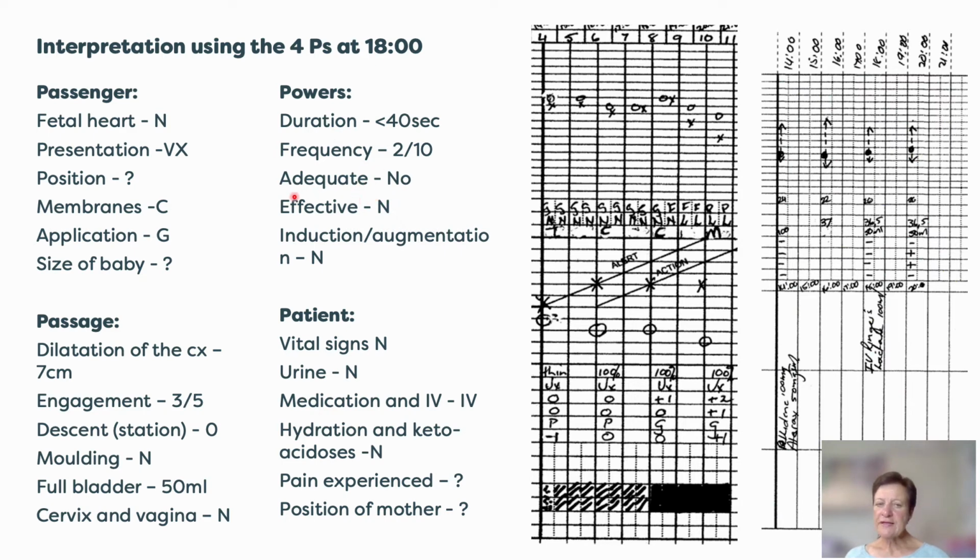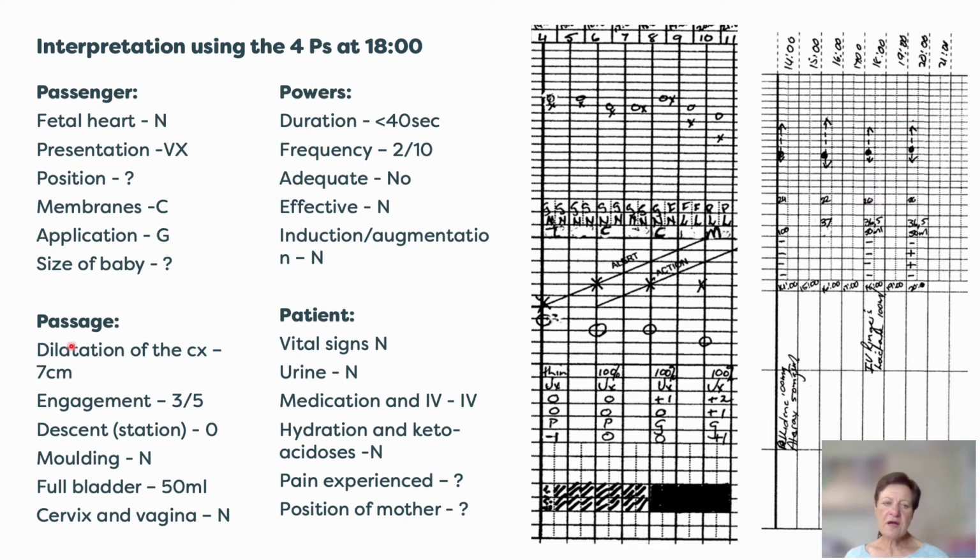So they're definitely not adequate and effective anymore, because the head is not going down, the cervix is not dilating, and the contractions are not effective. So when we look at our powers, the P for powers is a big problem.